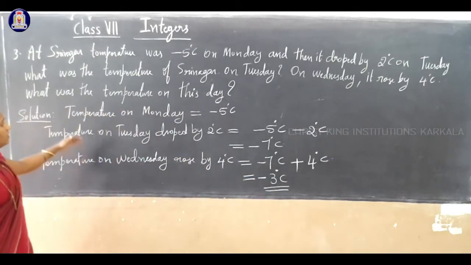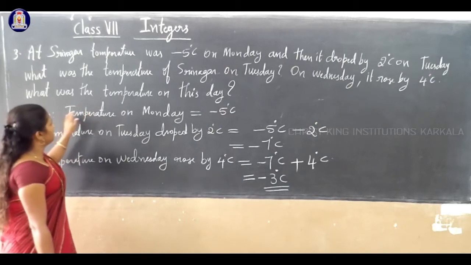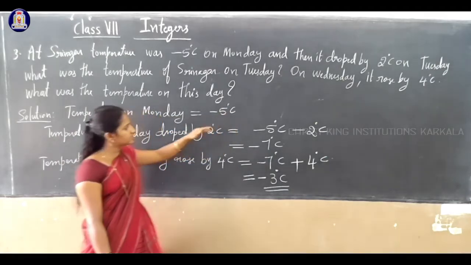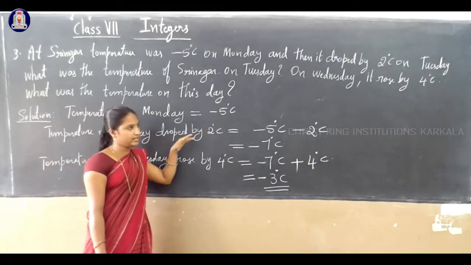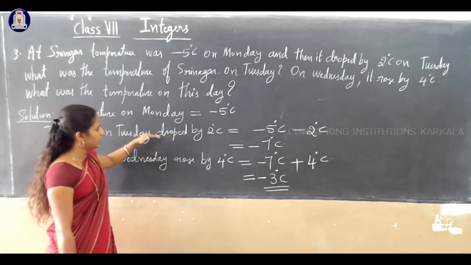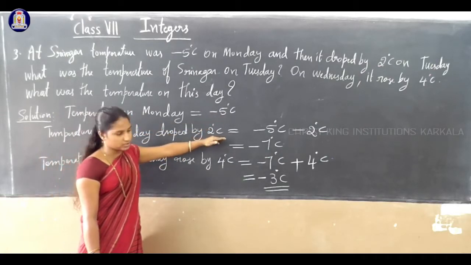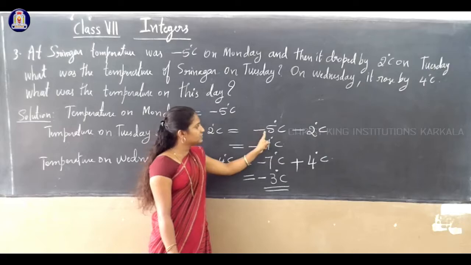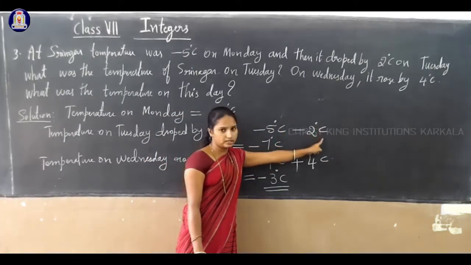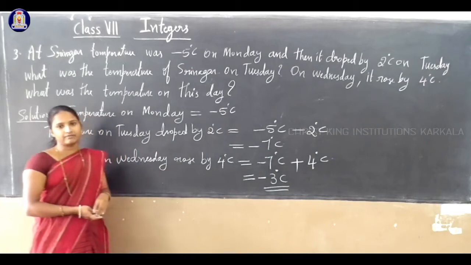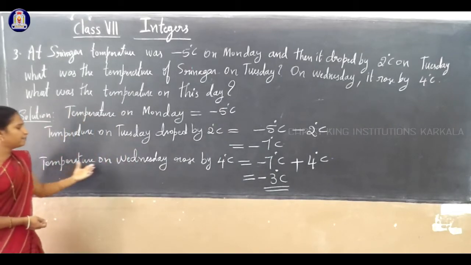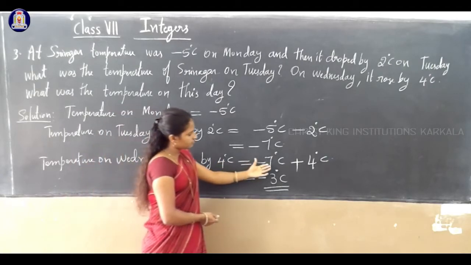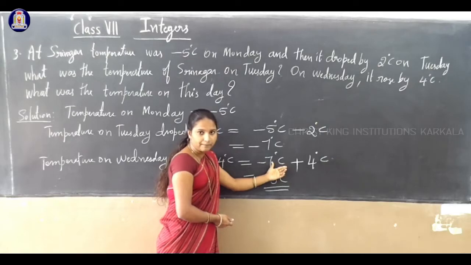First you have to consider what is given in the question. It is the temperature on Monday. It is minus 5 degrees Celsius. Next, the temperature on Tuesday. So one hint is given. The temperature on Tuesday dropped by 2 degrees Celsius. So you have to write minus 2 degrees Celsius. Clear? So minus 5 degrees Celsius minus 2 degrees Celsius we get the answer minus 7 degrees Celsius. Next, the temperature on Wednesday rose by 4 degrees Celsius. So that is minus 7 degrees. This is the temperature on Tuesday.